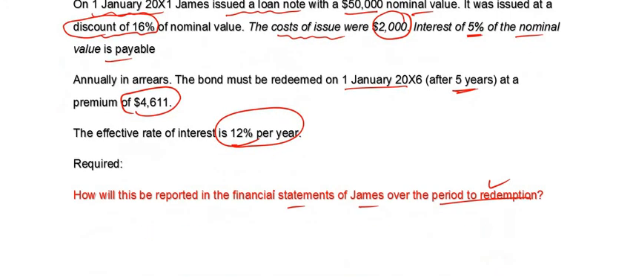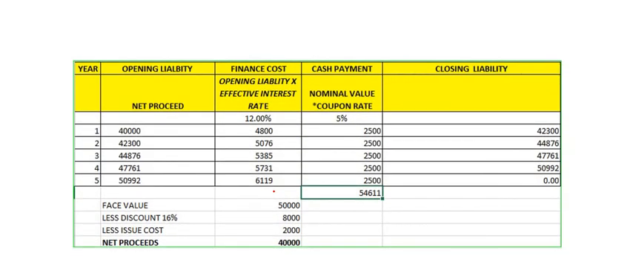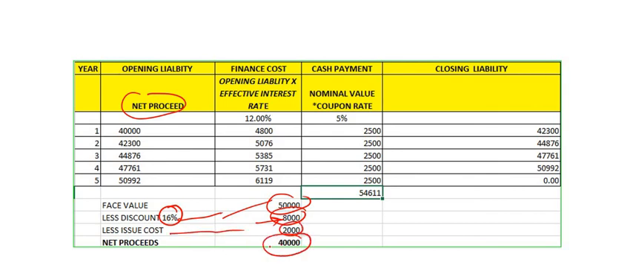Now, using the same format, we measure initially at fair value, and subsequently we measure at amortized cost. So the opening liability at amortized cost will be the net proceeds. What does it mean? The face value we have is 50,000. Now there is some discount, we issue at a discount, so 15% of this amount, you will get this amount, and after deducting the issue cost of 2,000 you will have this net proceed. Clear?